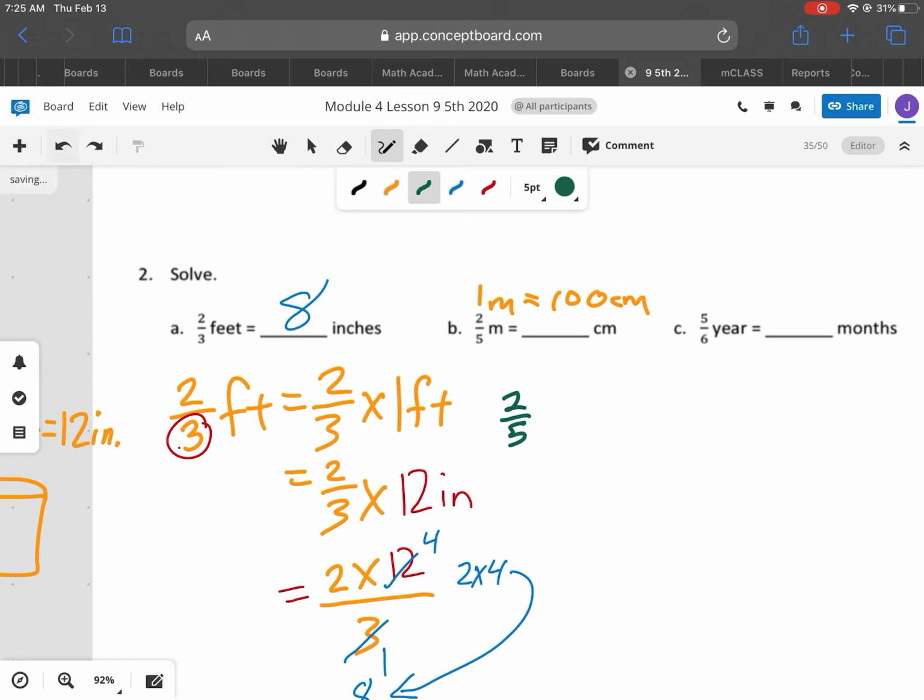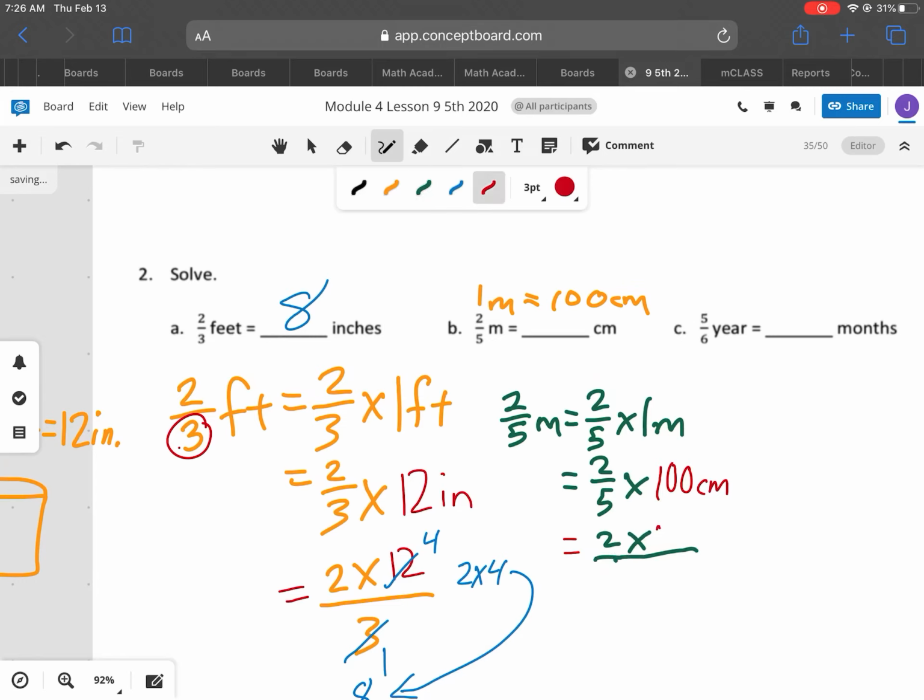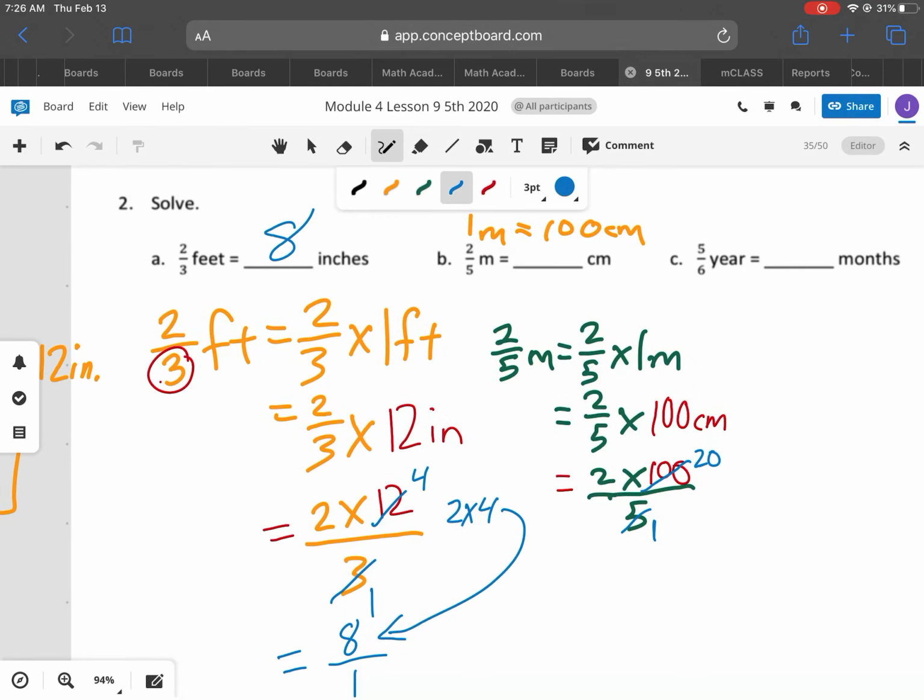So let's see. 2/5 of a meter is equal to 2/5 times 1 meter, which is equal to 2/5 times 100 centimeters, which is equal to 2 times 100 over 5. Okay, now I know that 5 goes into 100 20 times. So my 5 turns into a 1, and my 100 turns into 20.